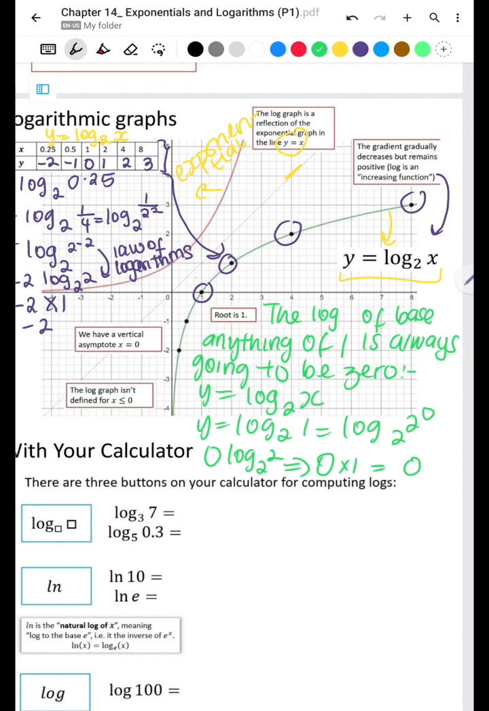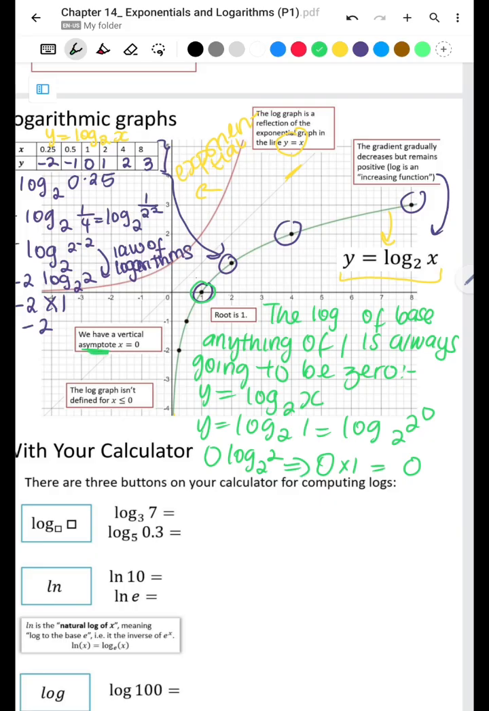So the logarithm of base anything of 1 could be log base 5 of 1, log base 2 of 1, log base 8 of 1, it is always going to be 0. And that's why we have our graph here.